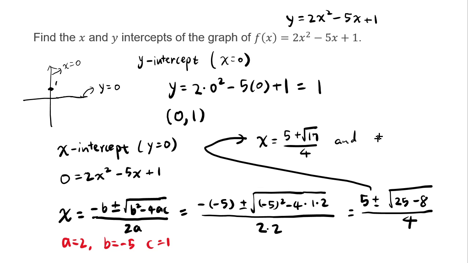and 5 minus square root of 17 over 4. Okay. If you're curious to know what this value is like, well, square root of 17 is similar to square root of 16. Square root of 16 is 4, right? So if you want to know the approximate value, this is like 5 plus 4, which is 9. 9 divided by 4 is like 2 point something something.